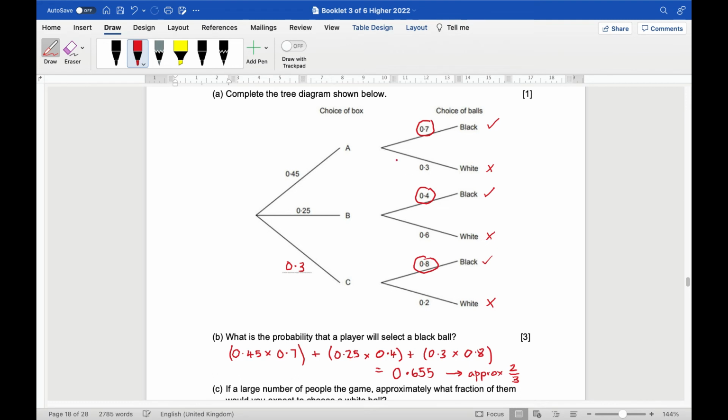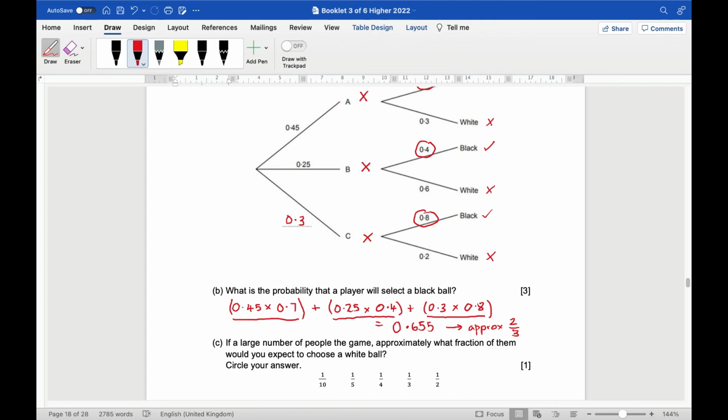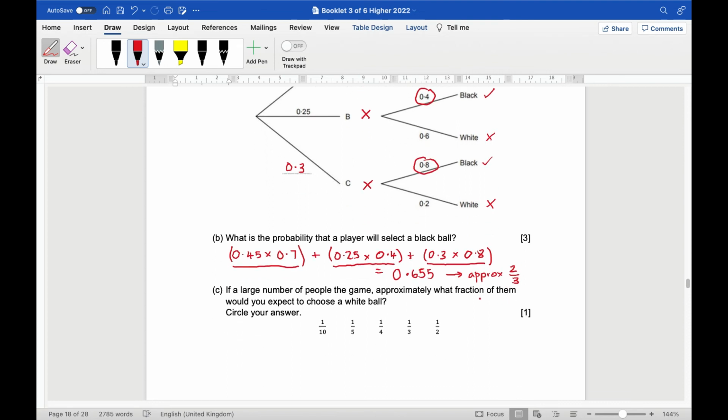No, no, no. Combination 1 is A with a black ball, which I'm working out there. Combination 2 is B with a black ball. And combination 3 is C with a black ball. All 3 worked out separately and then added together to get my combined thing here, which is 0.655. Now, I've written that as approximately 2/3. You wouldn't write that in the exam. The only reason I've done that is because it leads me on to this part.